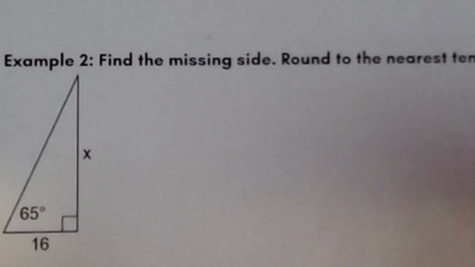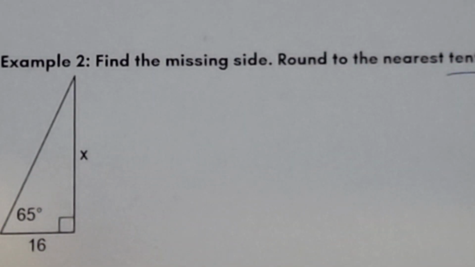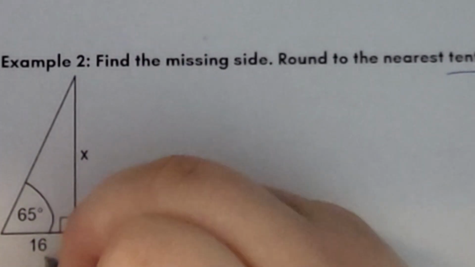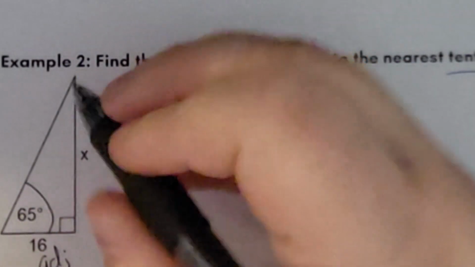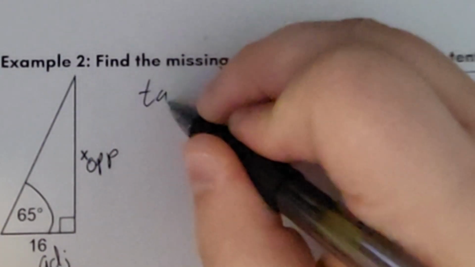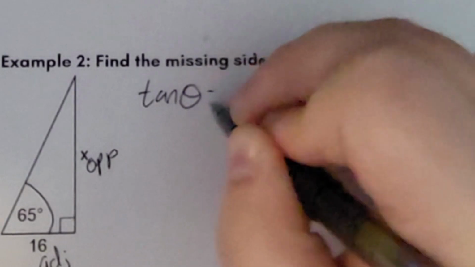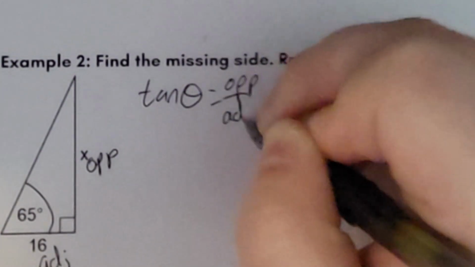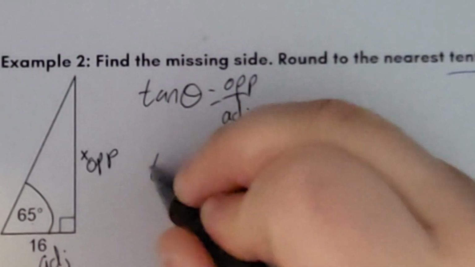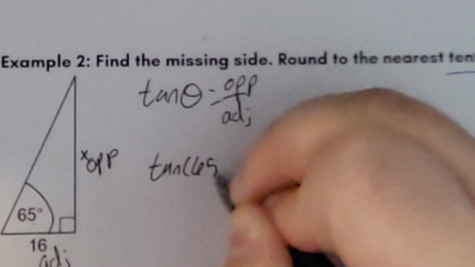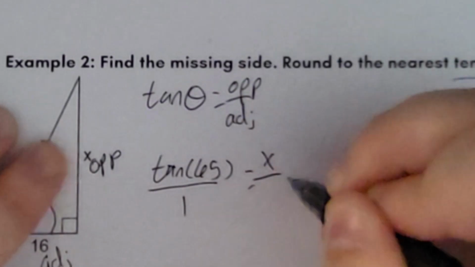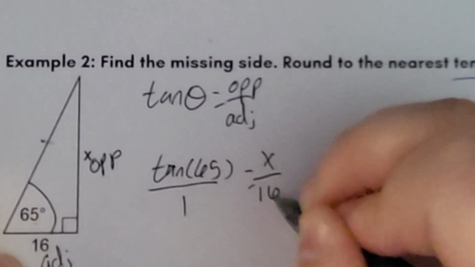Want to find the missing side, rounding to the nearest tenth again. So let's see here, this is our angle, 65 degrees. We have our adjacent, and we are looking for our opposite. That means we are going to use tangent, because tangent is equal to the opposite over the adjacent. So let's plug in our values. Tangent of 65 degrees over 1 equals the opposite, which is x, over the adjacent, which is 16.